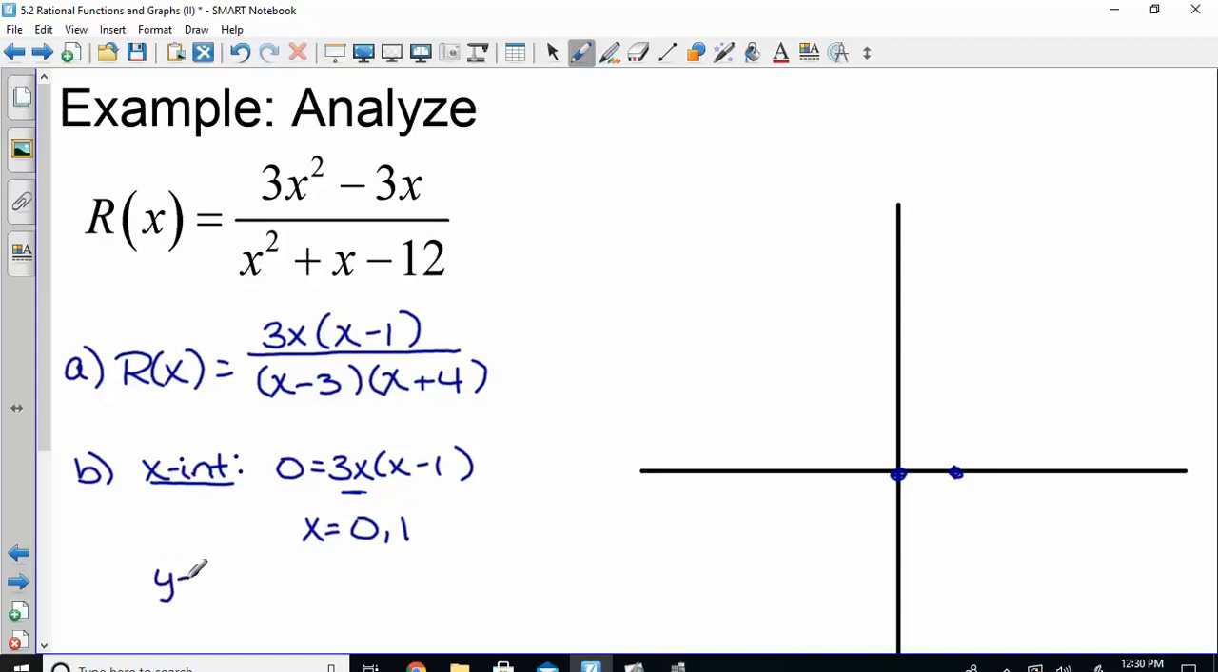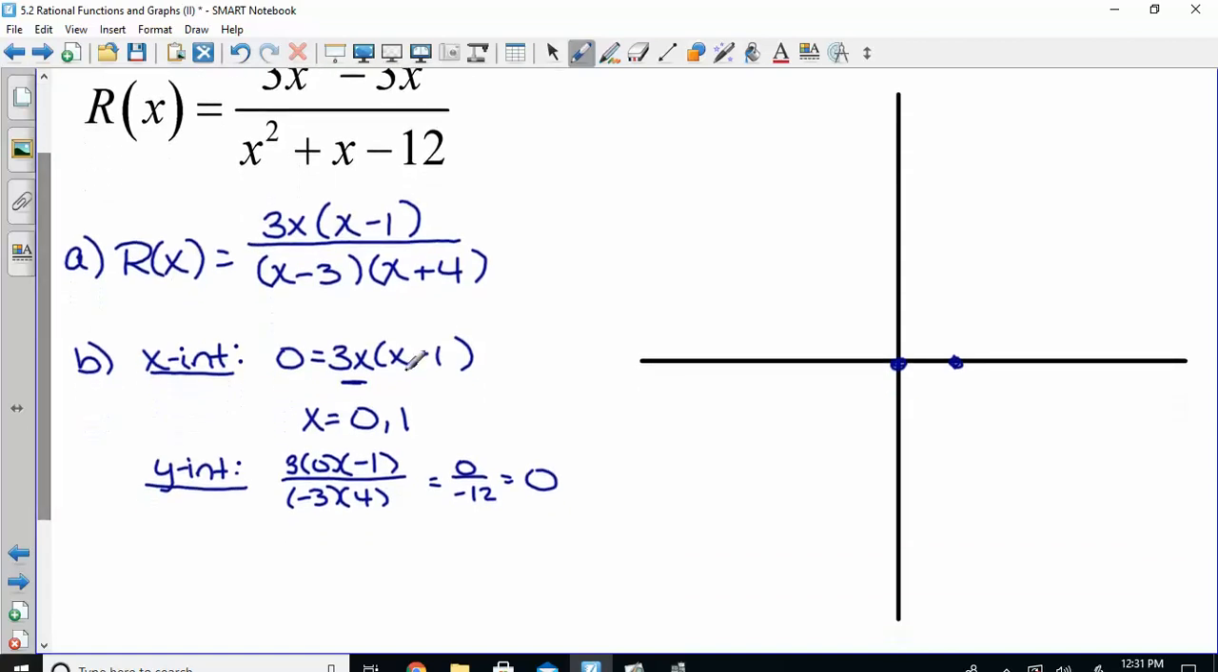Y-intercept? That's when we plug in a 0 for the x. So you can do the original, the factored, it doesn't matter. Every x becomes a 0. So 3 times 0 times negative 1 over negative 3 times 4. What's that turn into? 0 over negative 12, which is just 0. So the y-intercept is 0.